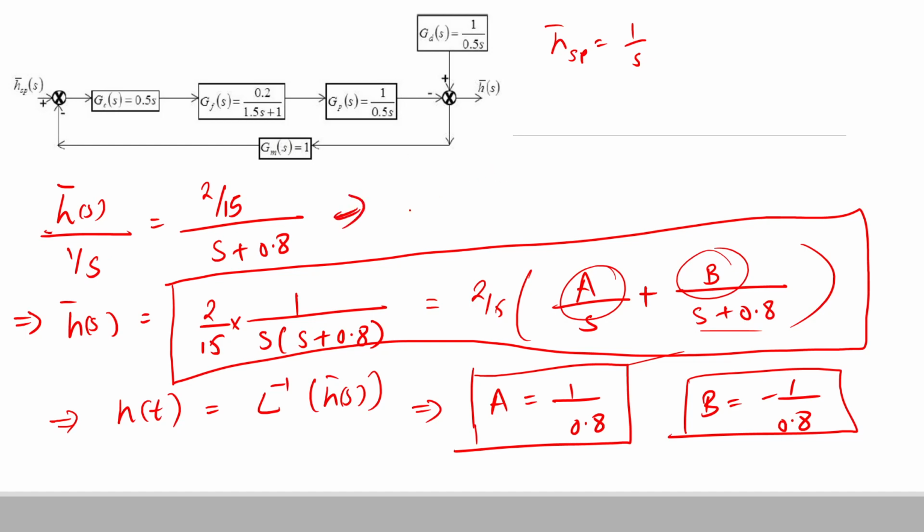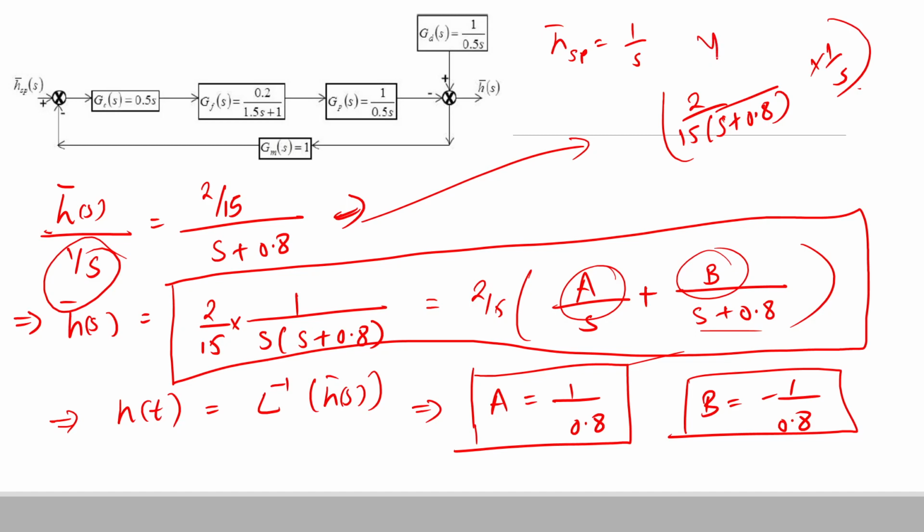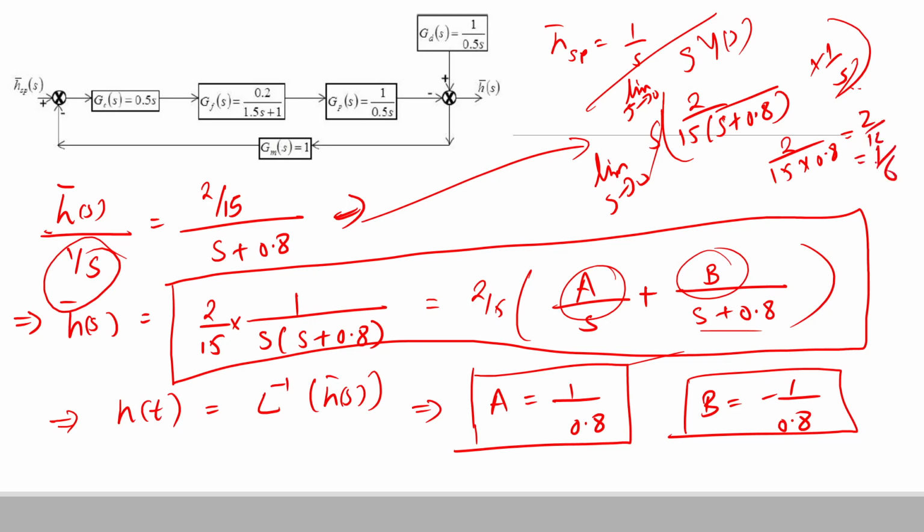Ultimately, this is my transfer function 2/15 upon s plus 0.8, then corresponding to this step input we will be having 1 by s. So this is my y of s. Now the final value theorem states that s y of s as s tends to 0. That is, I will multiply it by s and then put s tends to 0. So these two terms s will get cancelled out, and we will have 2/15 into 0.8. So 15 8s are 120. So this will become 2/12. That is 1/6. So it's the ultimate value.